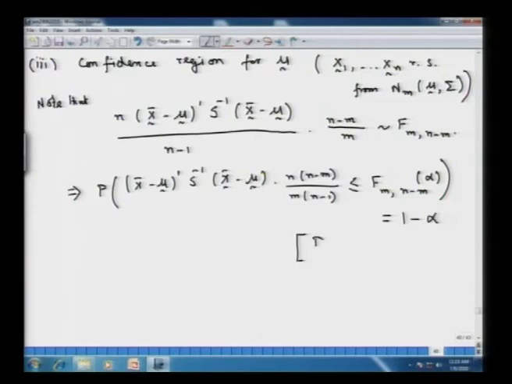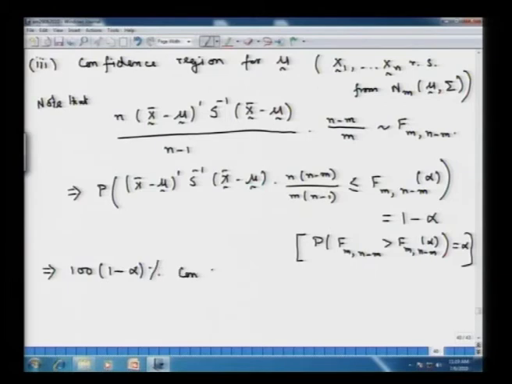So I will just write it: the probability of an F statistic on m, n minus m degrees of freedom being greater than this F_{m, n minus m, alpha}, this is a given point. So this probability, that is the right tail probability, is equal to alpha, and hence since this has an F distribution on m, n minus m degrees of freedom, the probability that this is less than or equal to this term is equal to 1 minus alpha.